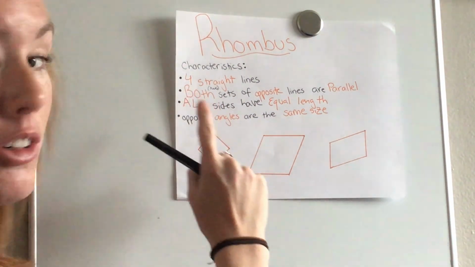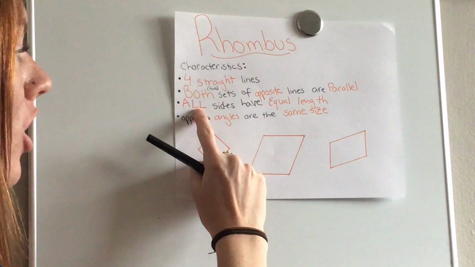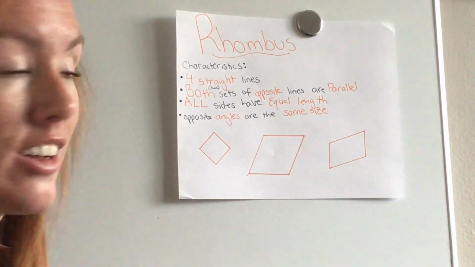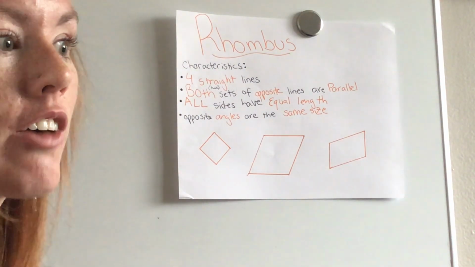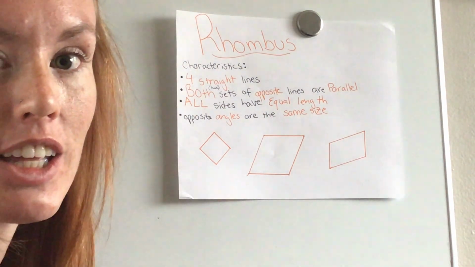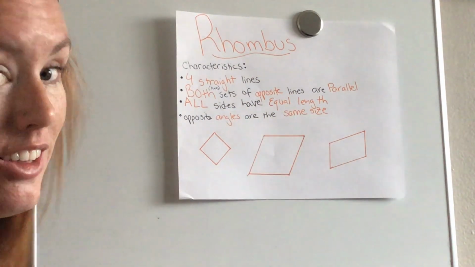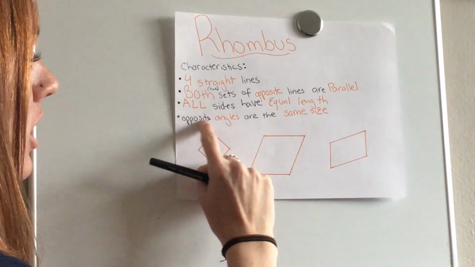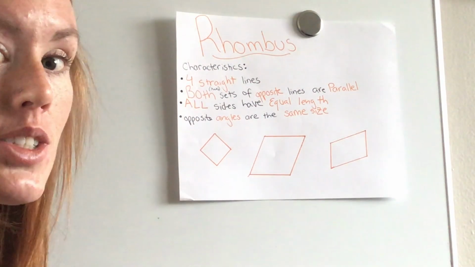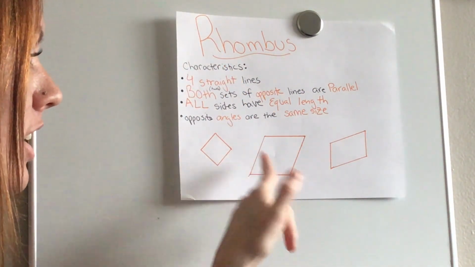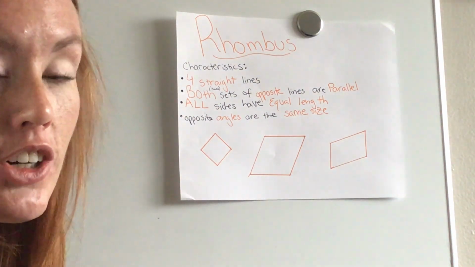Our rhombus is different because all my sides have to be equal in length. A parallelogram did not require that all sides were equal in length, but in a rhombus, all sides have equal length. And additionally, the opposite angles are the same size. So let's check with our characteristics if these shapes are considered rhombuses.